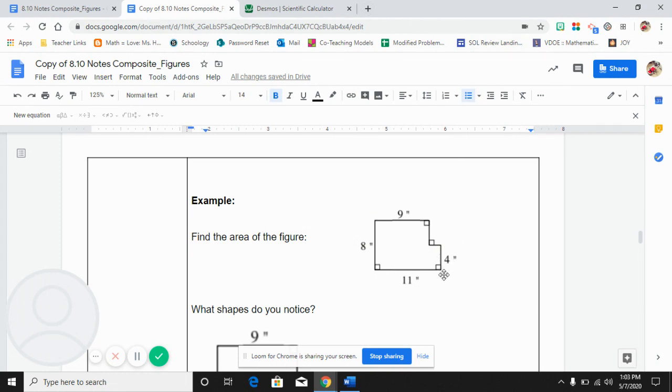So you can find perimeter just by adding up the outsides of the figure. There's no one formula for it. So we'll do an example together.